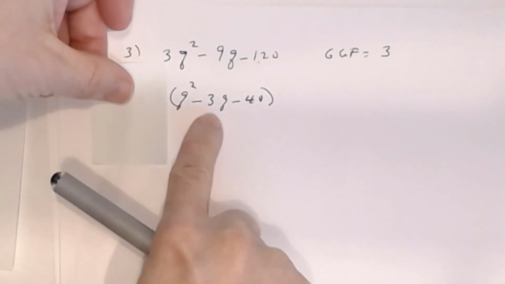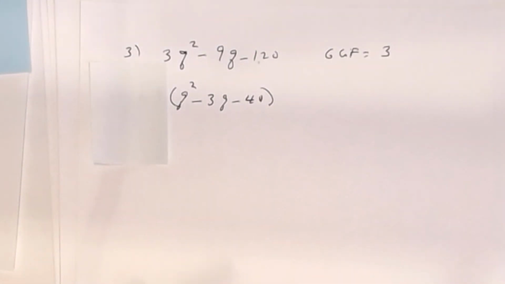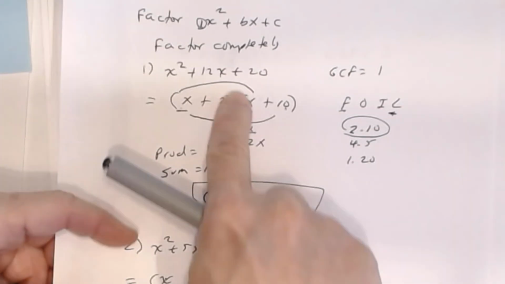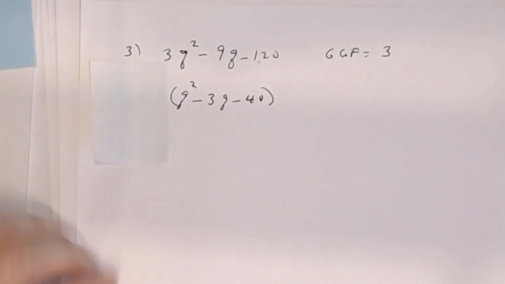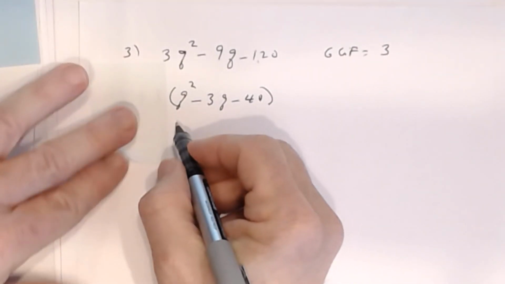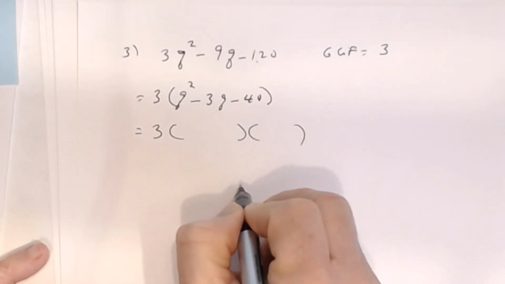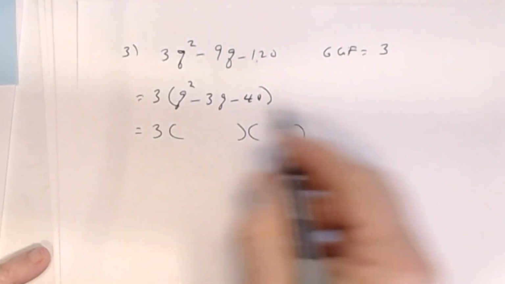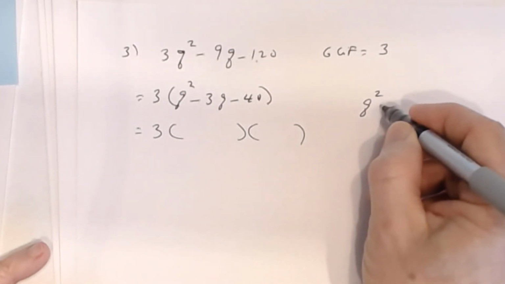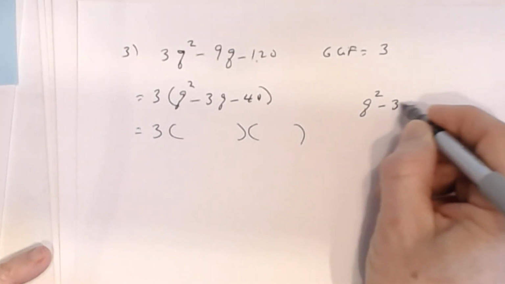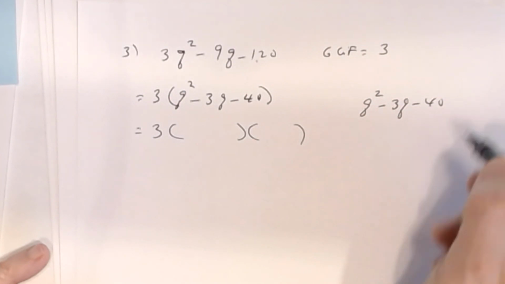See, this now looks like what we were doing here. So now you got to try and see this coefficient 1 right here. So now you got to try and factor that as 2 binomials. But don't forget to bring down the 3. So let's go off to the side and figure that out. So we have q squared minus 3q minus 40.